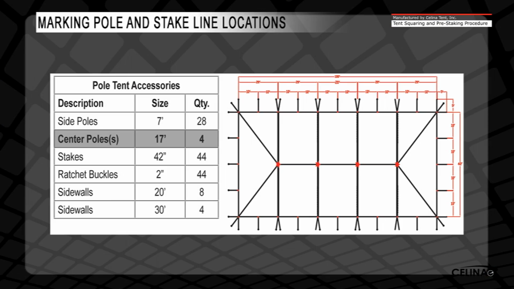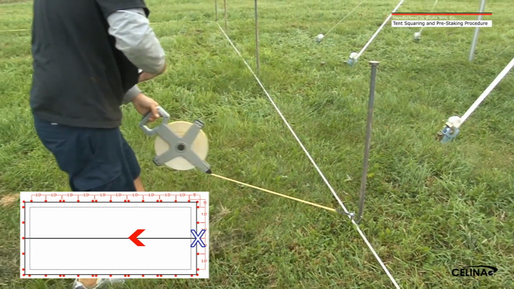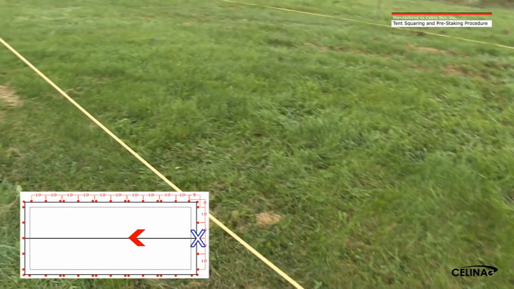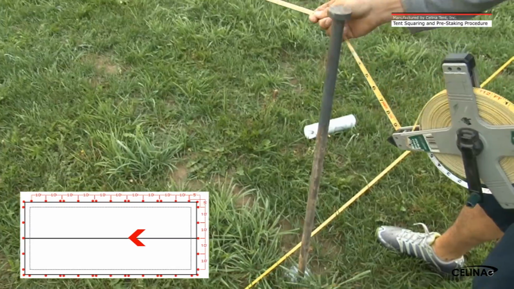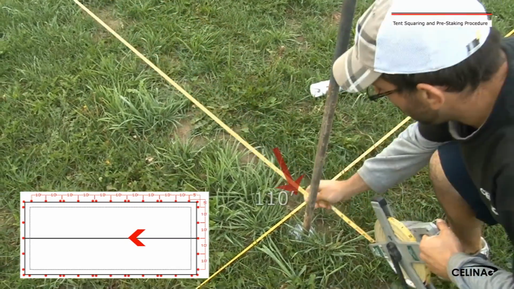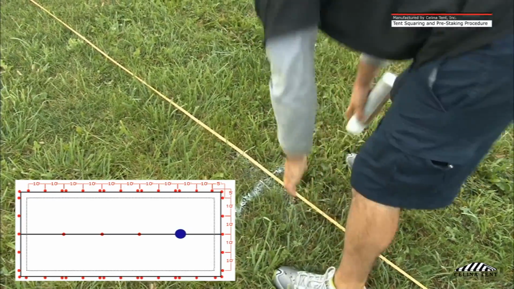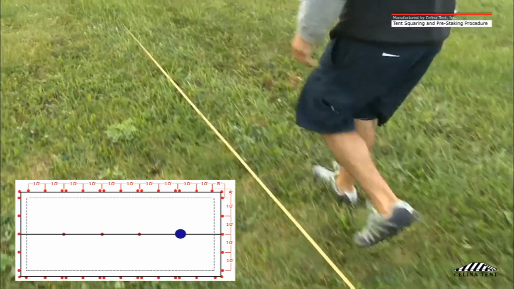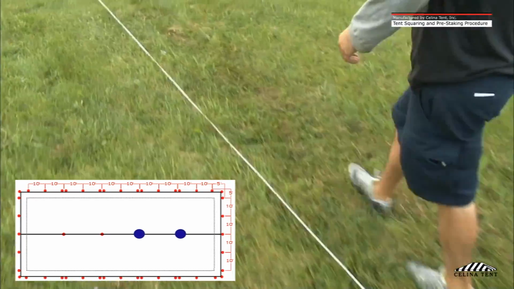Using Celina Tent's Layout Handbook, determine how many center poles are required and their locations. For this example, 4 center poles are required. Stretch a measuring tape from the center stake line pole location to the opposite side. Make a white mark every 20 foot to indicate the 4 center pole locations. Again, remember the stake line is 5 foot, so the first center pole mark will be 25 feet in and 20 foot spacing from that point.